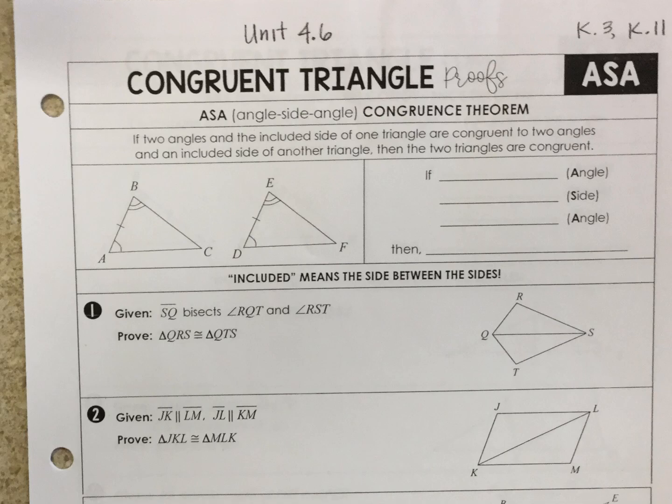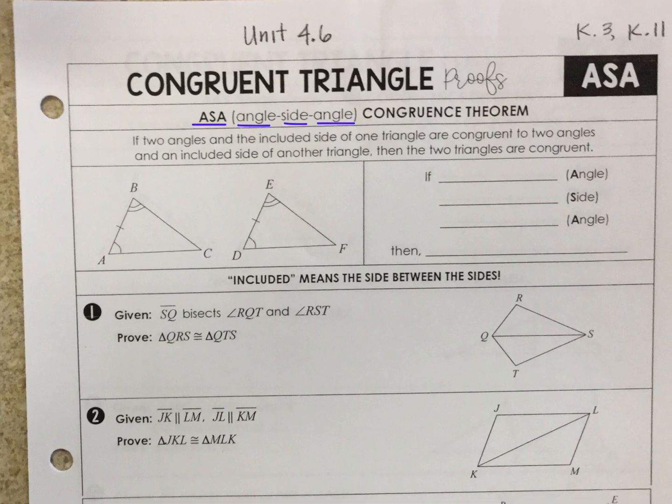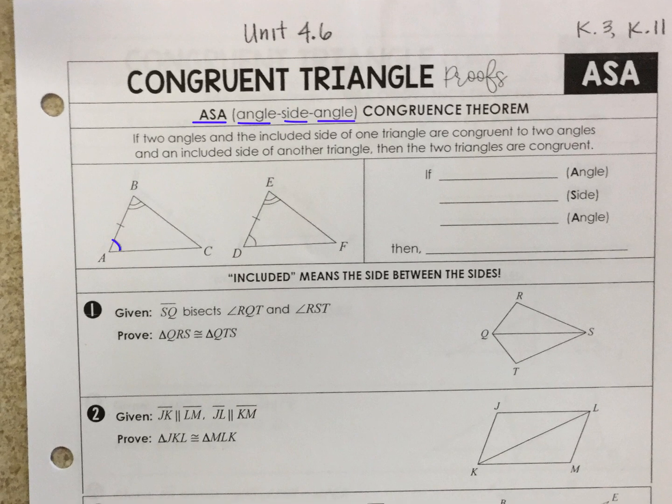All right, these are 4.6 notes. We are going to keep talking about congruent triangle proofs, how we know a triangle is congruent. Today we're going to work with ASA, angle, side, angle. So when I look at a triangle, I see angle mark, side mark, angle mark. And on this opposite triangle, I see angle, side, angle. That tells me that the triangles are the same.